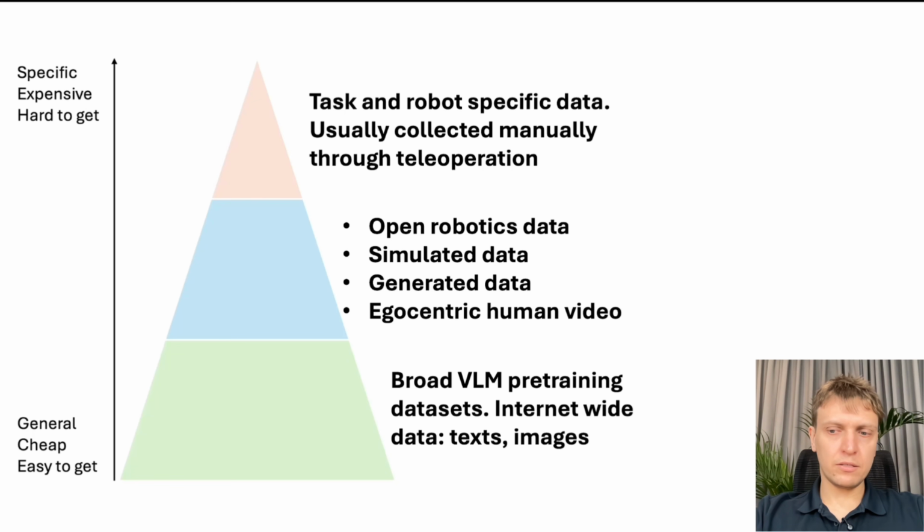And different companies solve this problem differently. In the case of NVIDIA Gr00t, they use a few sources of data. So of course, they use open robotics data. Everybody uses it, so it's not very interesting to go into it. The second one, they use simulated data. This one is an interesting topic, and NVIDIA is doing a lot of things to generate simulated data.